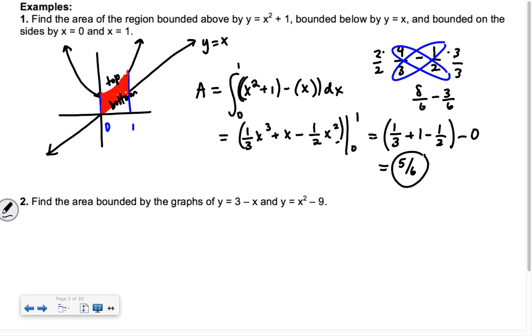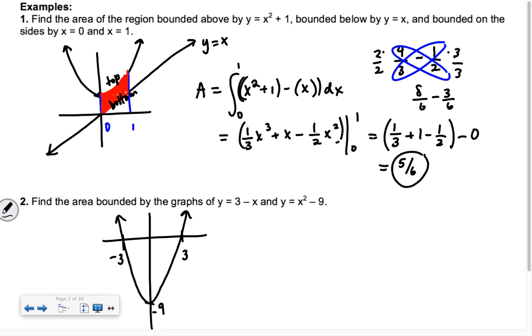Okay. Feeling pretty good about this? It obviously gets harder. Some of them are going to be pretty hard. All right, so find y equals 3 minus x and y equals x squared minus 9. So again, do you guys know what these sketches look like? So x squared minus 9, we know it's shifted down to negative 9. And it's a parabola. Where does that parabola cross the x-axis? 3 and negative 3. Do we all see that?